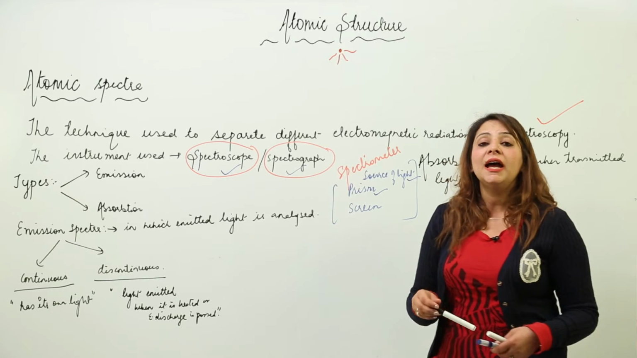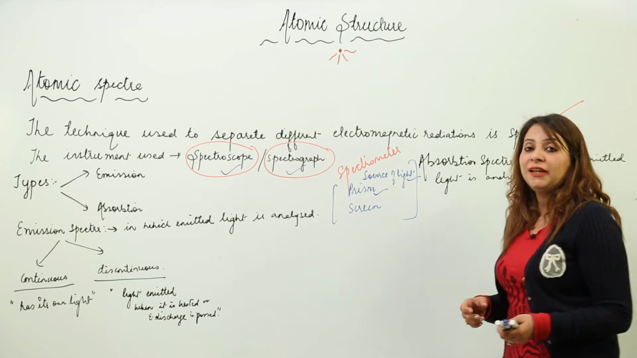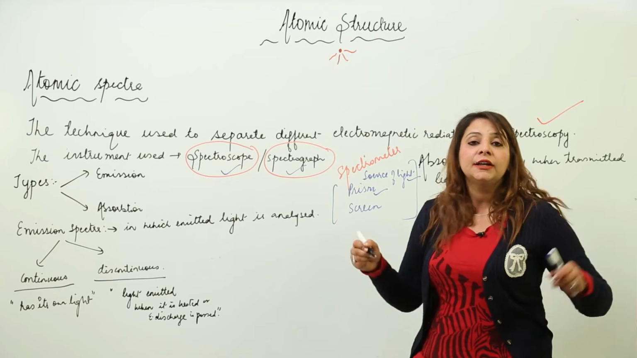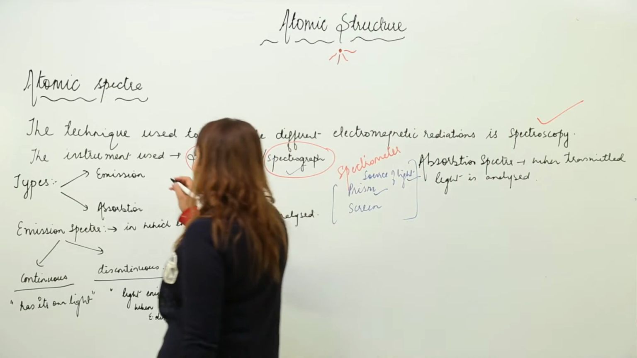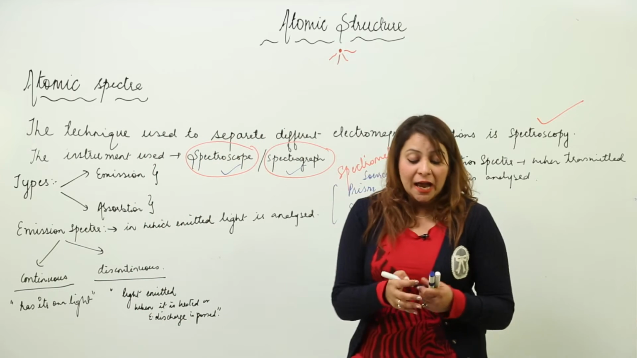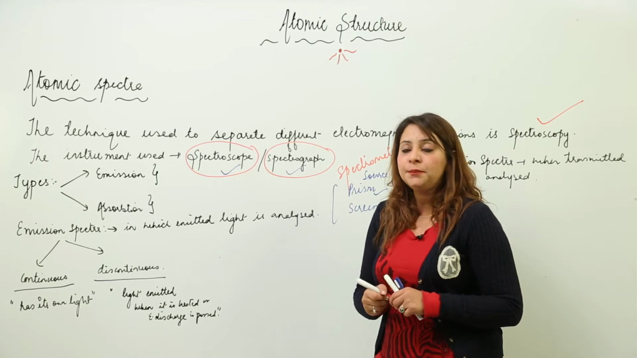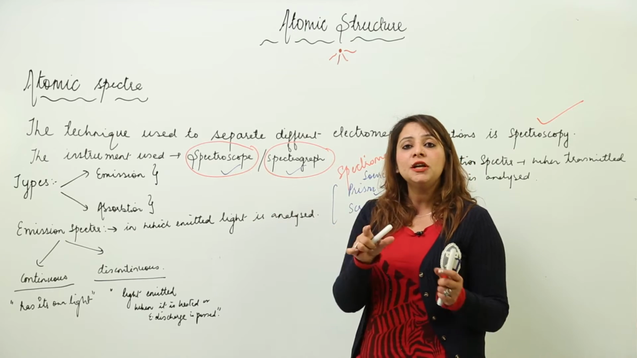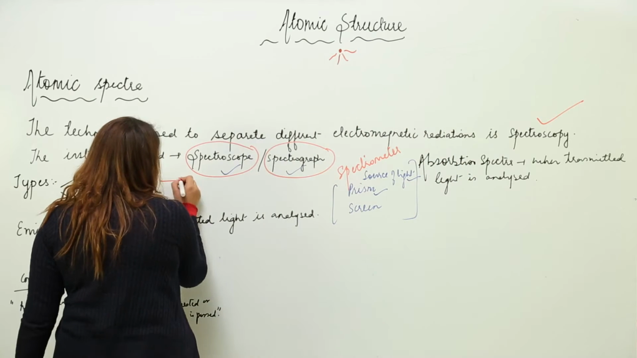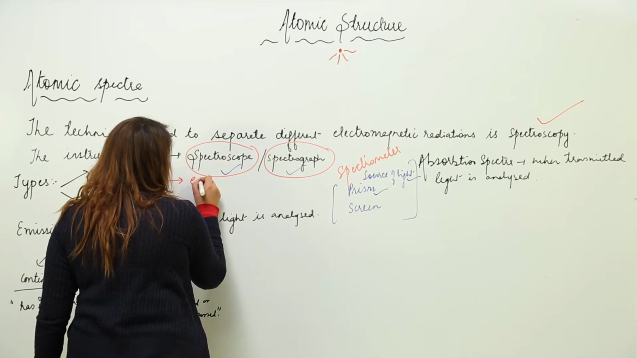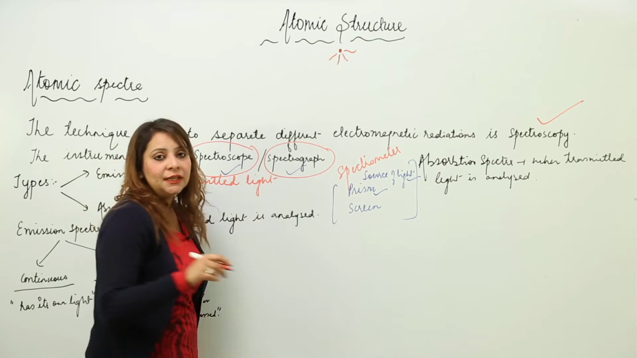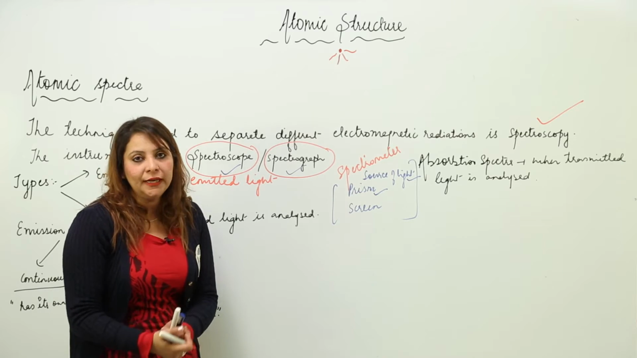Now when we analyze the atomic spectra, that means the radiations which are emitted from the atom, we see that atomic spectra is of two types. One is the emission, the other is the absorption. As you can easily make out from the names, emission means emit, right. So that means here we are going to analyze the emitted light, that means light which is emitted from any atom.